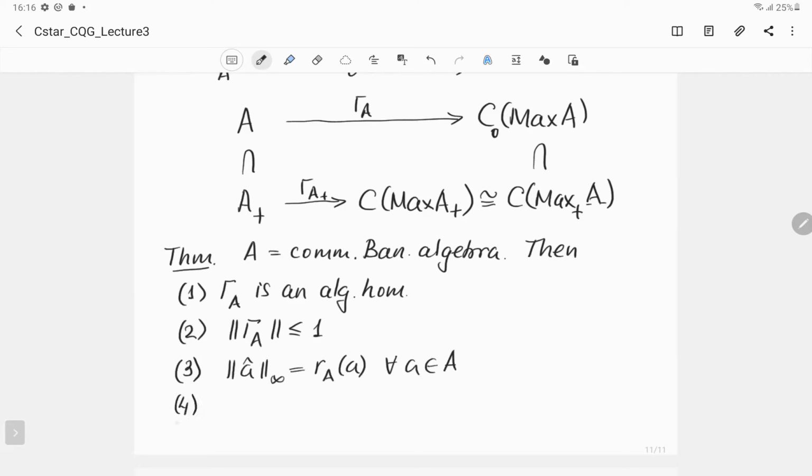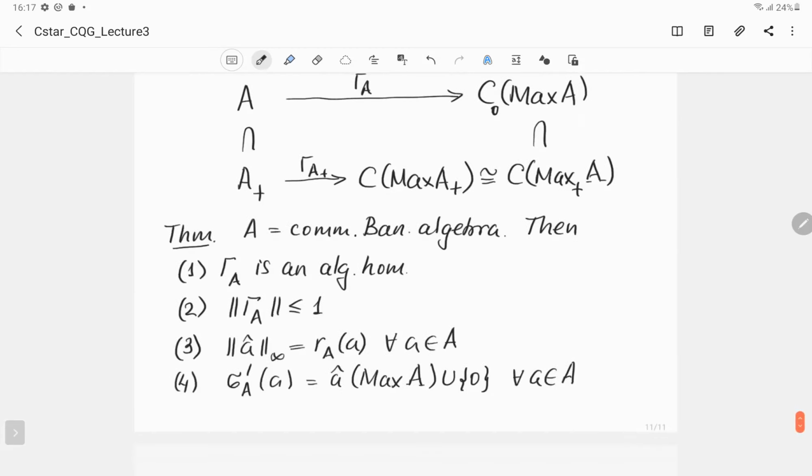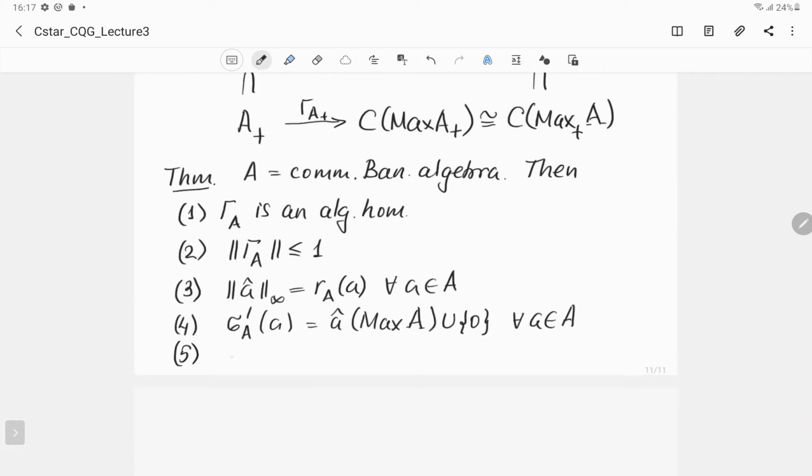Property 4, the non-unital spectrum of little a is almost the range of the respective Gelfand transform. The only possible distinction is 0. So 0 is always in the non-unital spectrum, but it's not necessarily in the range. But if we add 0, then we get an equality. And finally, property 5. The kernel of the Gelfand transform is again the intersection of all maximal ideals of A, which is the same as the set of all quasi-nilpotents in A.